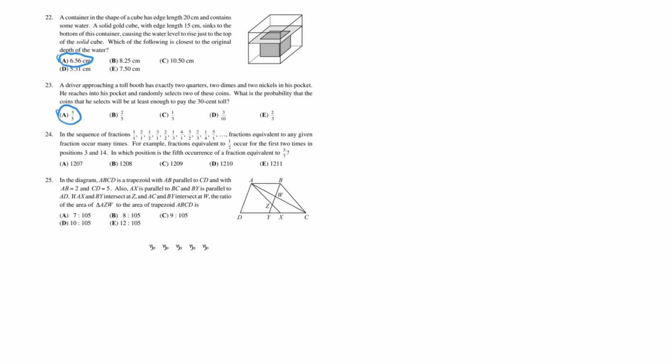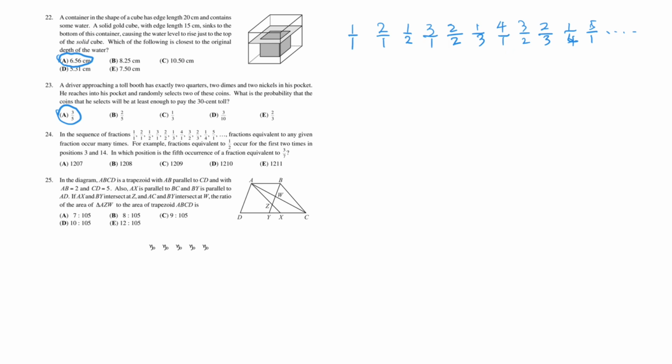Now, let's look at this one. So 1 over 1, 2 over 1, and also 1 over 2, and 3 over 1, 2 over 2, 1 over 3, and 4 over 1, 3 over 2, 2 over 3, 1 over 4. Continue, 5 over 1. So continue. So here we can find the pattern.